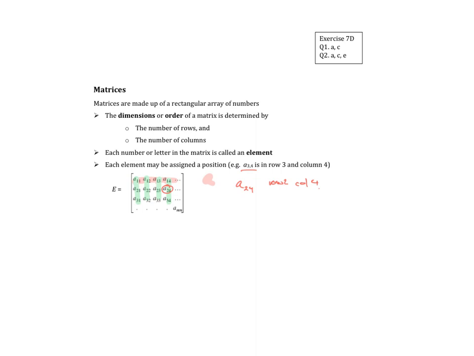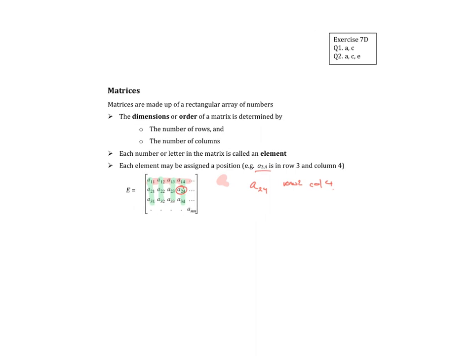The dimensions or the order of the matrix, we need to talk about that, is determined by the number of rows and the number of columns. So for example, if I have 1, 2, 3, 7, 6, 4, the order of this matrix is the number of rows, which is 3, by the number of columns, which is 2. So it's a 3 by 2 matrix.